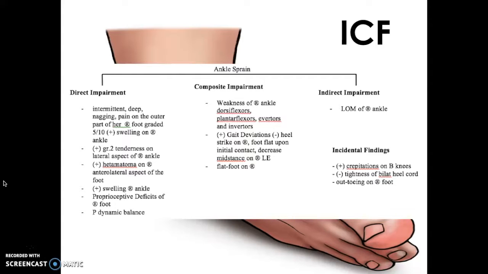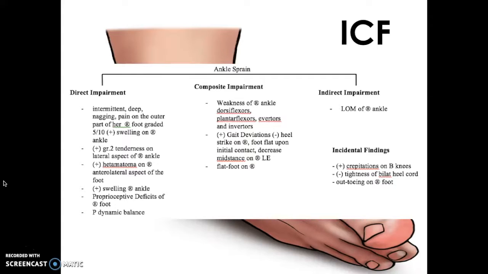For the indirect impairment, LOM on the right ankle, it's an indirect impairment because of pain and swelling, which caused the LOM of the right ankle. For the composite impairments, there is a weakness of the right dorsiflexors, plantar flexors, everters, and inverters. Since it's a composite, its causes are pain and LOM. Since it's painful, and when it's painful, you have LOM, so you won't get to move it properly. Because of those things, you can cause atrophy, which will cause weakness.